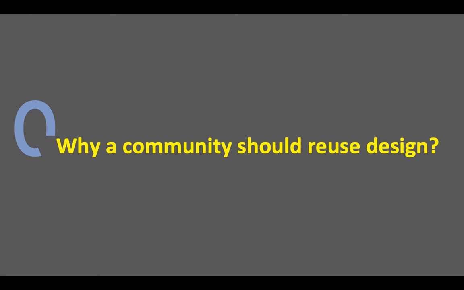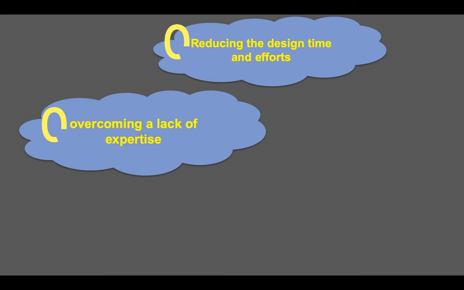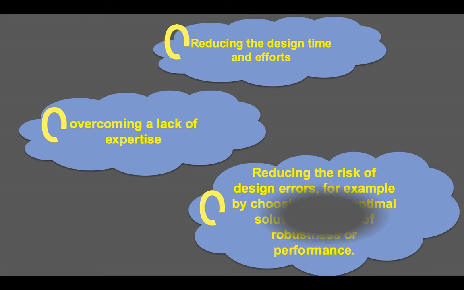A member who is involved in a community-based and open-source product development process shares with companies some fundamental motivations. The main ones are reducing the development time and efforts, overcoming a lack of expertise, or reducing the risk of design errors. For example, by choosing a less optimal solution in terms of robustness or performance.